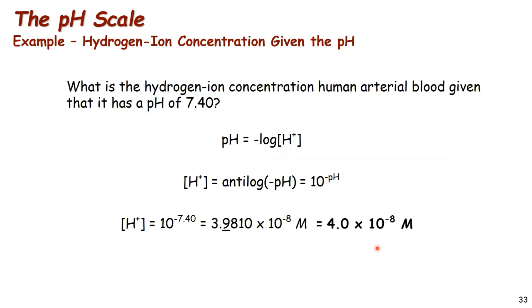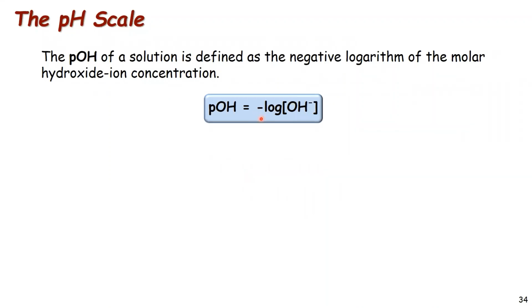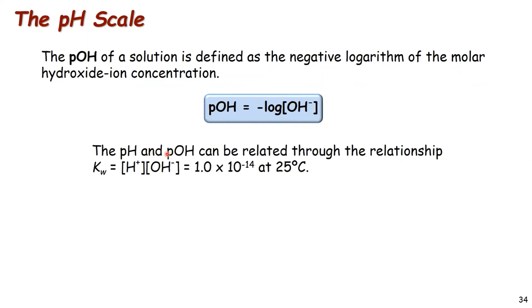Okay, any questions on that? Okay. Now, we could also talk about the negative log of the hydroxide ion concentration, again, just so we don't have to deal with scientific notation, and we would simply call that the pOH. So the pH and the pOH can be related, though, through a relationship, right?